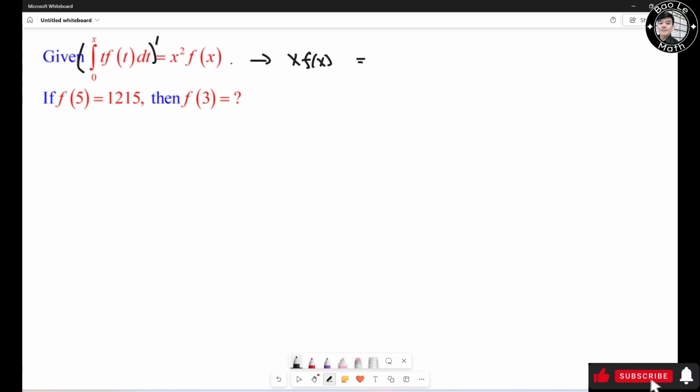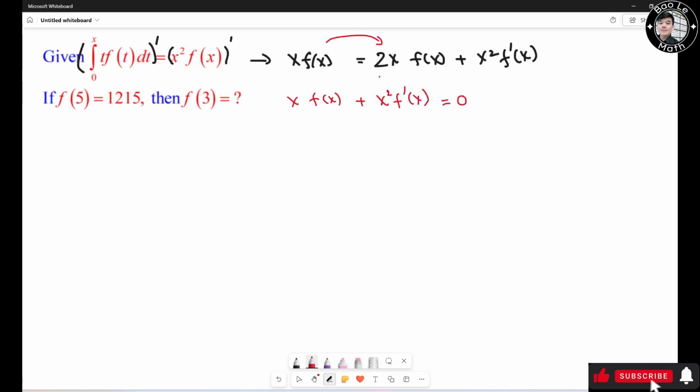And the right hand side right here, we need to take the derivative using the chain rule. So it's going to be 2s f of s plus s squared f prime of s, right? Alright, so I'm going to move this to the right, so it turns out to be s f of s plus s squared f prime of s equal to 0, right? Because this one subtract this one gives this one, right?